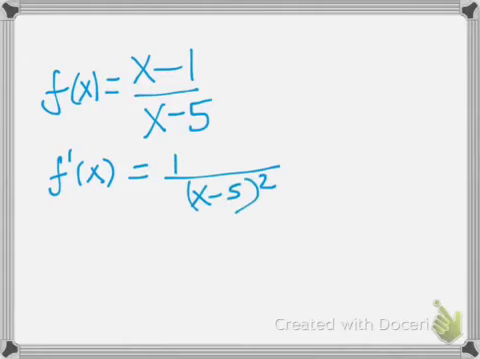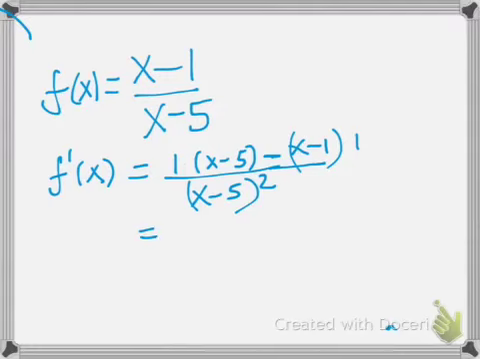So the derivative of x minus 1 is 1, keeping x minus 5 as it is, minus x minus 1 as it is, and the derivative of x minus 5 is also 1. Okay, simplify, x's will cancel, you will have minus 5 plus 1, which is minus 4 over x minus 5 whole square, right? So that's your first derivative.